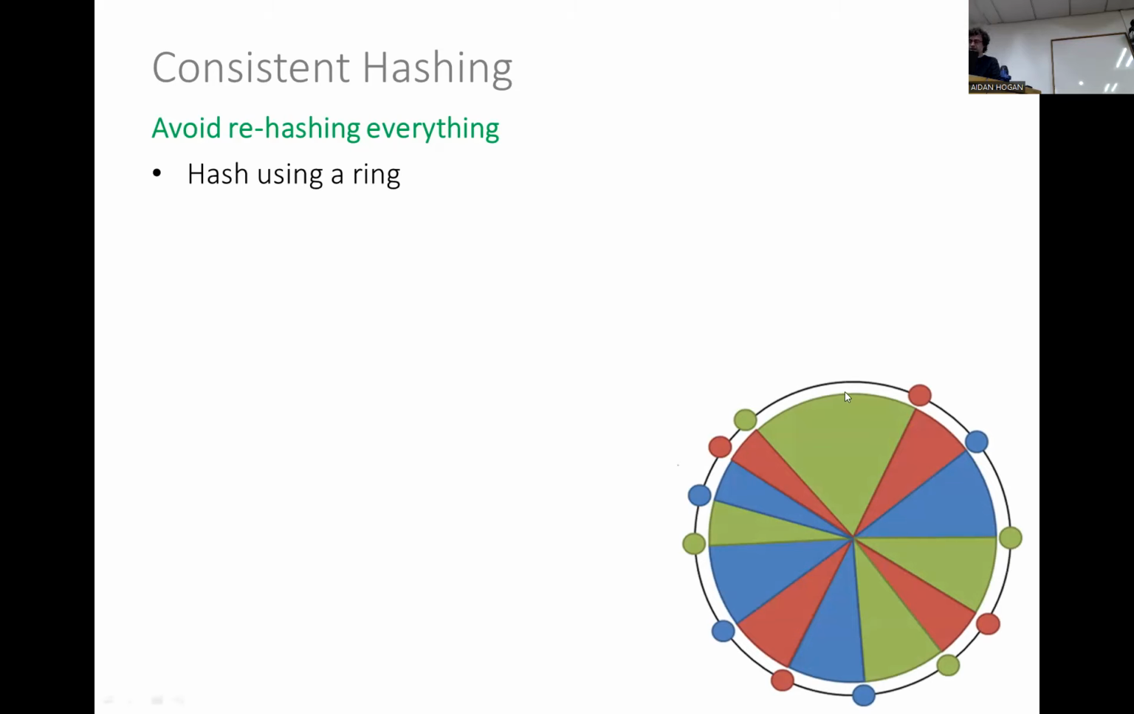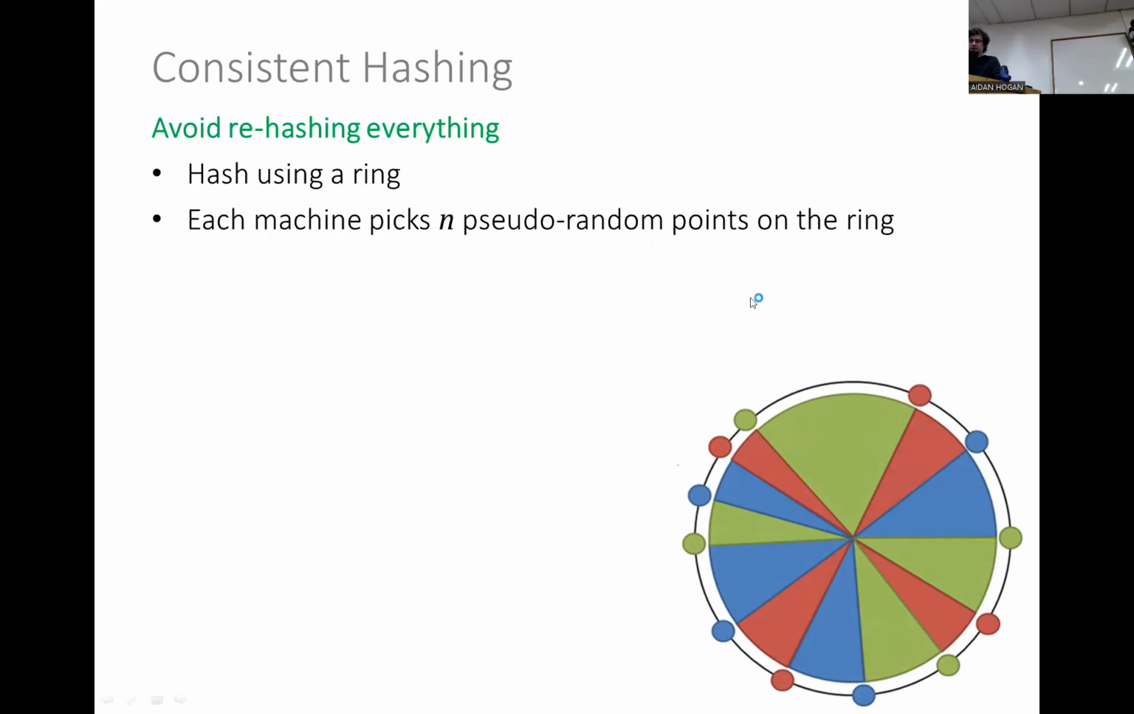So here we have our ring. Let's say this is 0, and this is also 1. When we get to 1, it just loops back and continues. So what are these dots here? Each machine picks n pseudo-random points on the ring. In this case, we have 3 machines that are the different colors indicated here. Each machine in this case will select 4 points. It will pseudo-randomly choose 4 values in this range that will form 4 points on the ring.